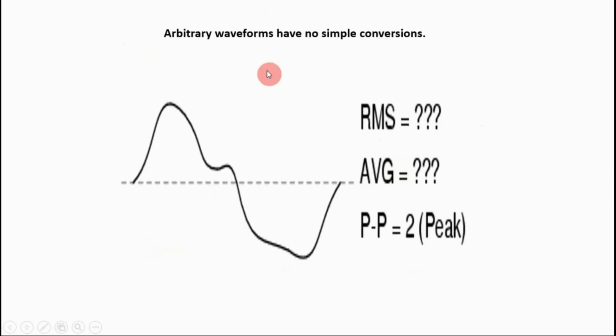So for those kinds of waveforms, it is very easy for us to get the effective value and the average value. But for the arbitrary waveform, it is very hard for us to get the RMS and the average value. So there is no simple conversion for the arbitrary waveform.